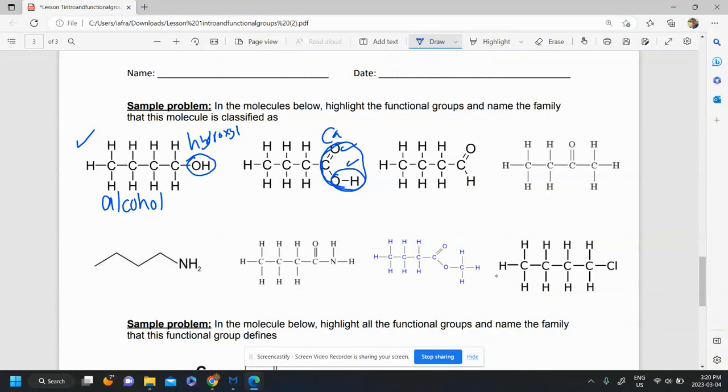So carboxyl group, and it makes you a carboxylic acid. There's a specific name for this one, but for now, just know that it's a carboxylic acid.